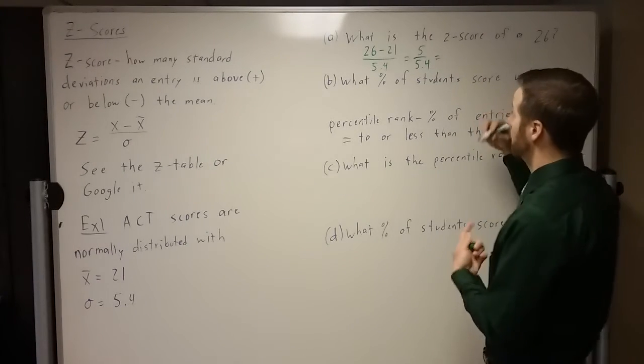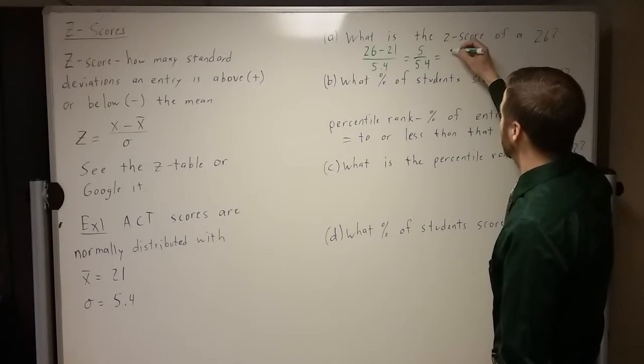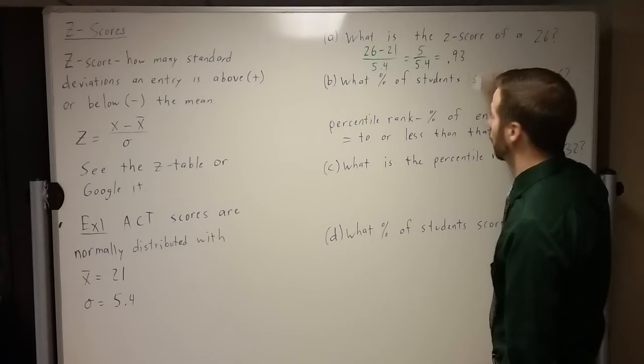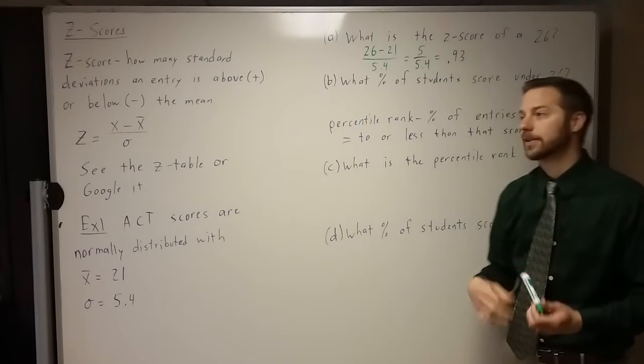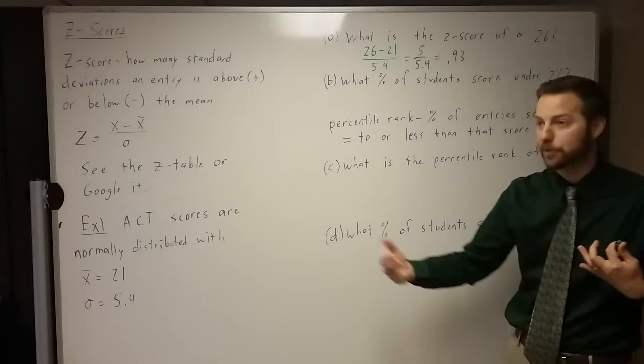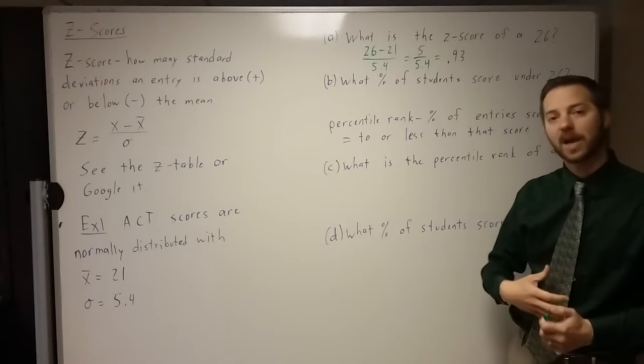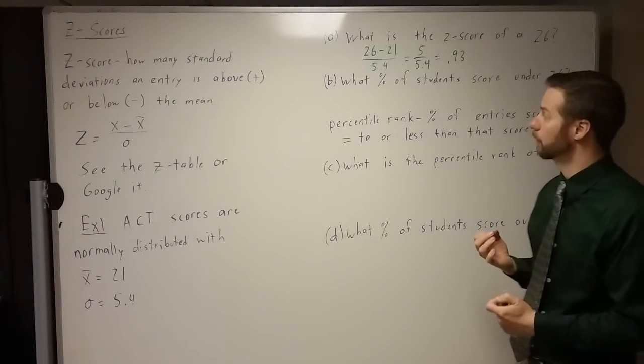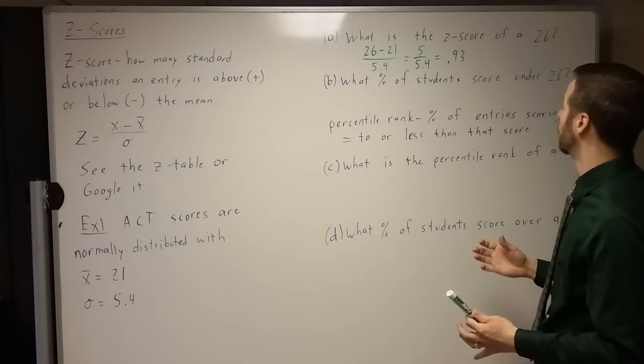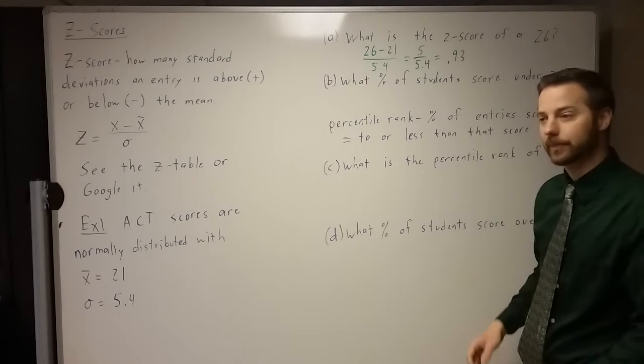And if you do 5 divided by 5.4 and round it to the nearest hundredth, because the z-table we're going to be using only goes to hundredths. If you wanted to be really specific, you could find ones that go farther, but we're going to go to the nearest hundredth. That's as exact as we need to be for anything we're going to be doing. And so the z-score would be 0.93.